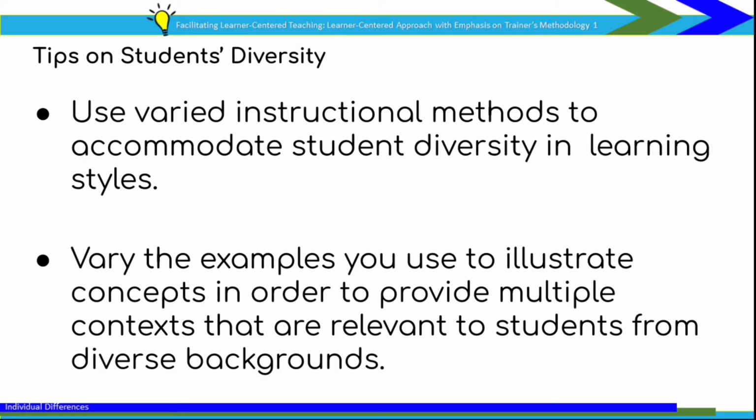Fifth, we could use varied instructional methods to accommodate student diversity in learning styles. So we could provide different material for sensory perceptual modalities. We could also diversify instructional formats, like we could use student-centered, we could use teacher-centered, and we could also use procedures that involve both independent and collaborative learning. Six, vary the examples you use to illustrate concepts in order to provide multiple contexts that are relevant to students from diverse backgrounds.